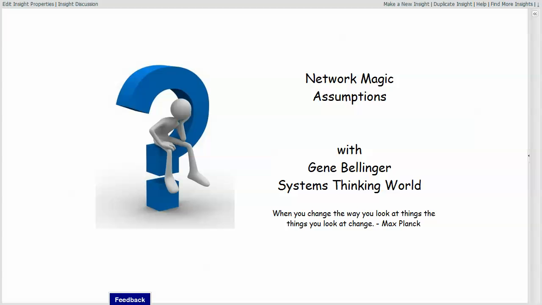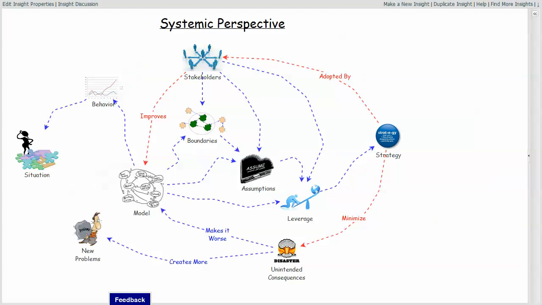Network Magic, the assumptions. In this part of the systemic perspective development process, the intent is to look at all of the stages of the process to this point and determine whether or not the assumptions that have been made in terms of defining the situation, the implications, the idealized design for what should happen or the preferred alternative, the behavior trends over time, the model of the interaction that's been developed, the nature of the stakeholders and the establishment of the boundaries.